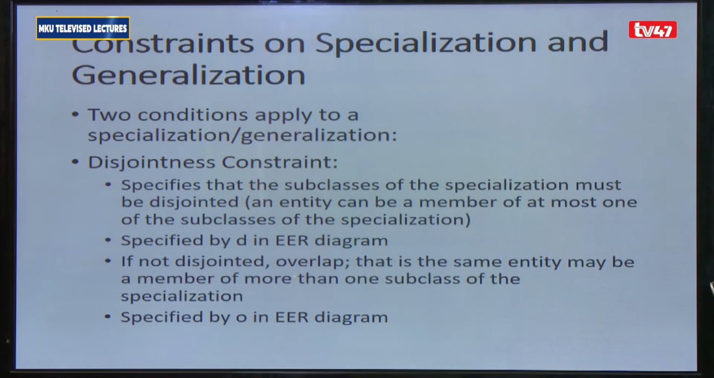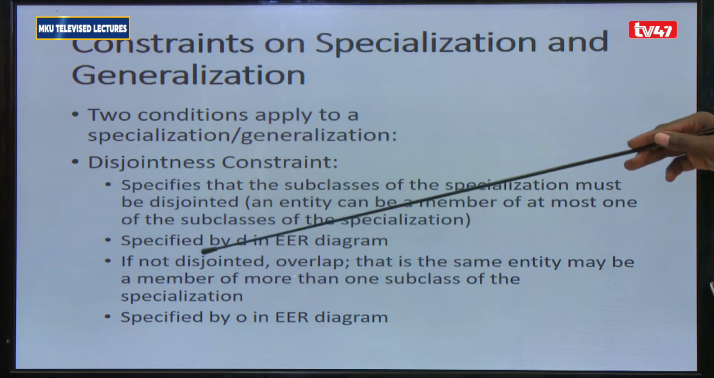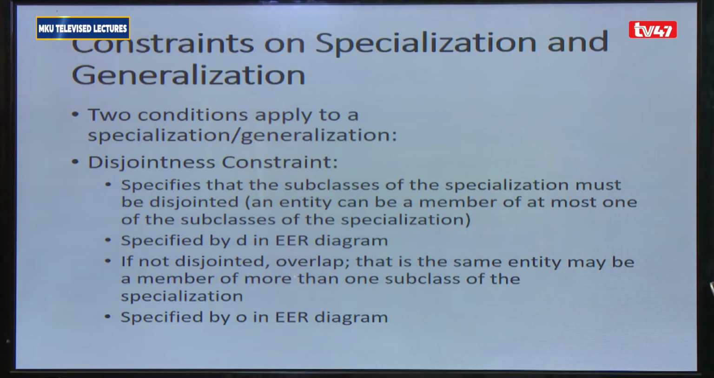It specifies that the subclasses of the specialization must be disjointed. An entity can be a member of at most one of the subclasses of the specialization. I'm going to explain that in the next slide using an example. This is specified by using a D. There is a small d, not a capital D, when you're drawing your enhanced entity relationship diagram.